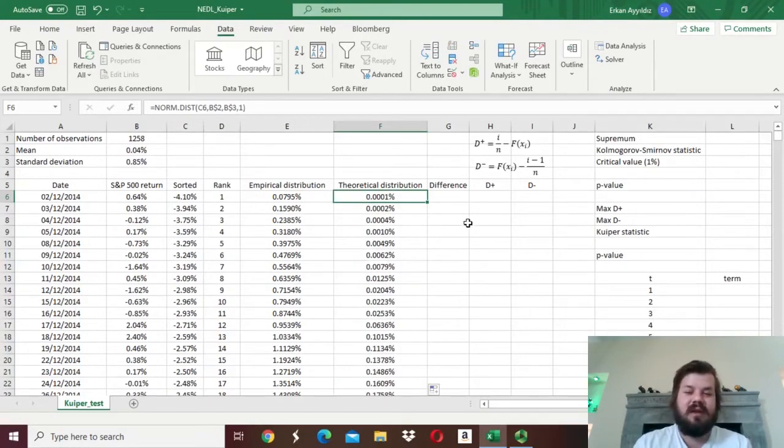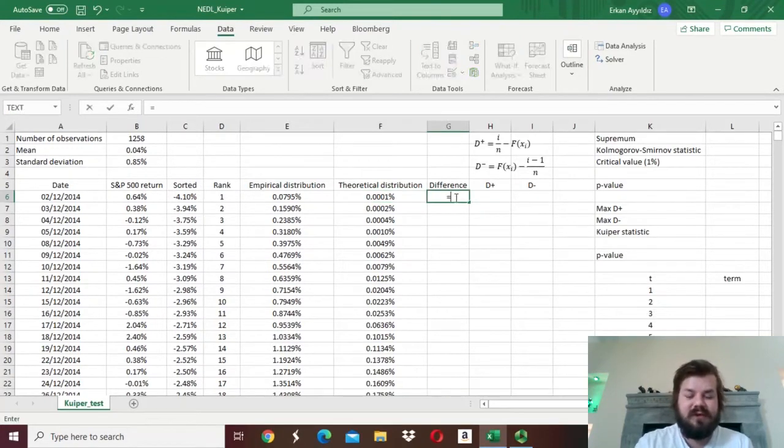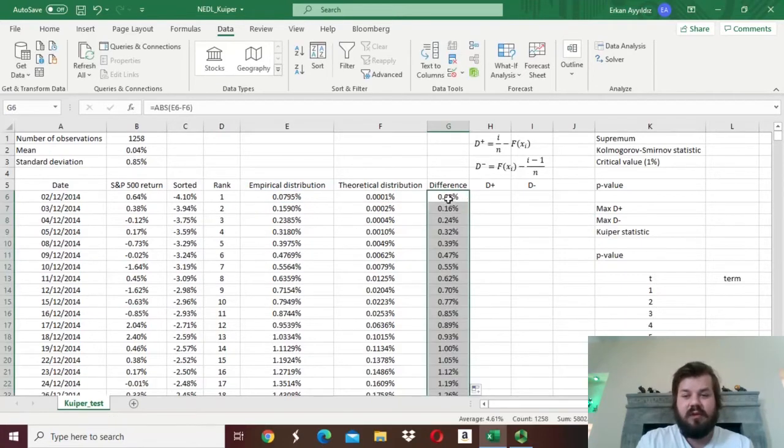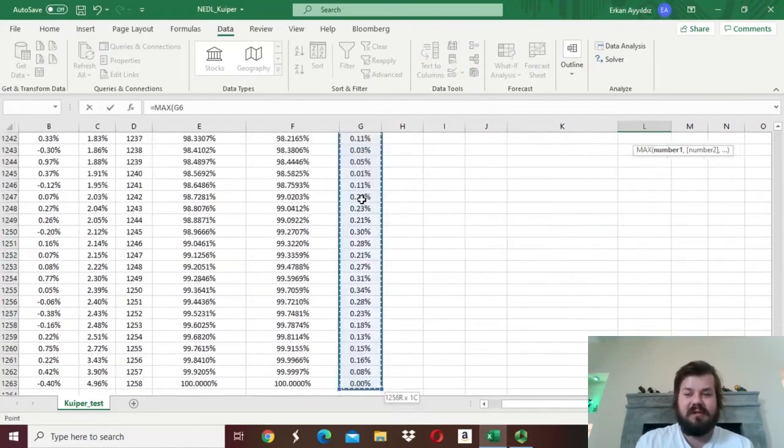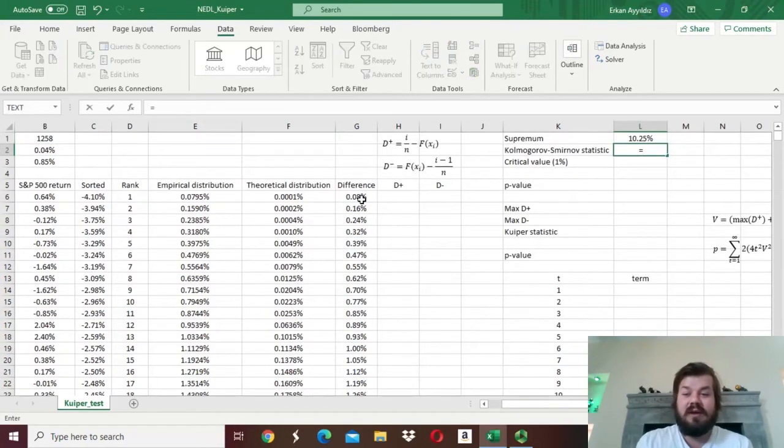And now if we were to apply the Kolmogorov-Smirnov test, we would just calculate the absolute differences, for example, ABS for absolute difference between the empirical distribution and the theoretical distribution. We would have enforced it all the way down. Then we would have calculated the supremum using the maximum function, so maximum absolute deviation from the empirical distribution. Then we would have calculated the Kolmogorov-Smirnov statistic using the supremum, so the supremum times the square root of the number of observations. So here it's 1,258. So we would have the Kolmogorov-Smirnov statistic of 3.6.